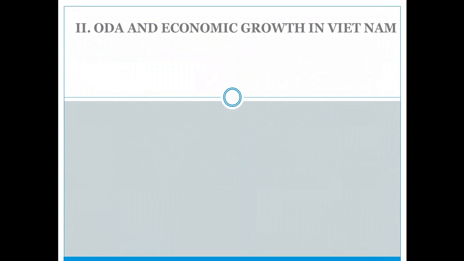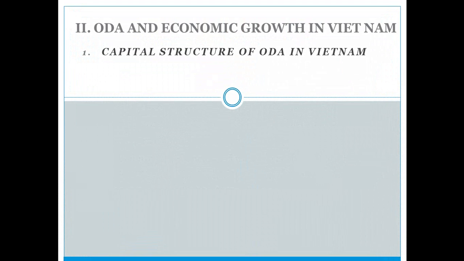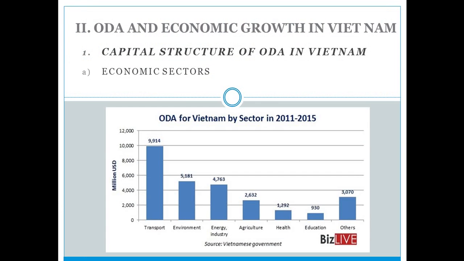Okay, we now move to the second part, which is about ODA and economic growth in Vietnam. I will talk about the capital structure of ODA. Firstly, economic sectors that use ODA in Vietnam. Total ODA capital is about 56.05 billion USD from 1993 to 2013.